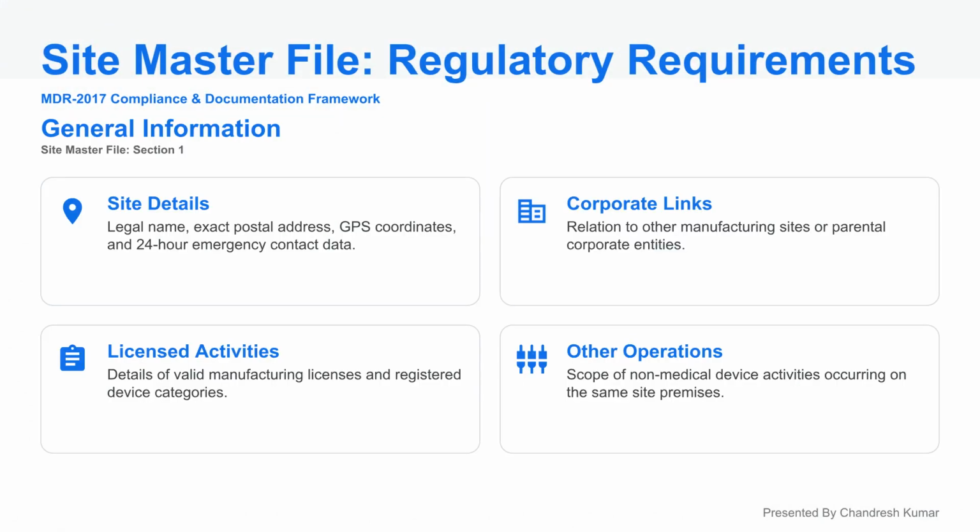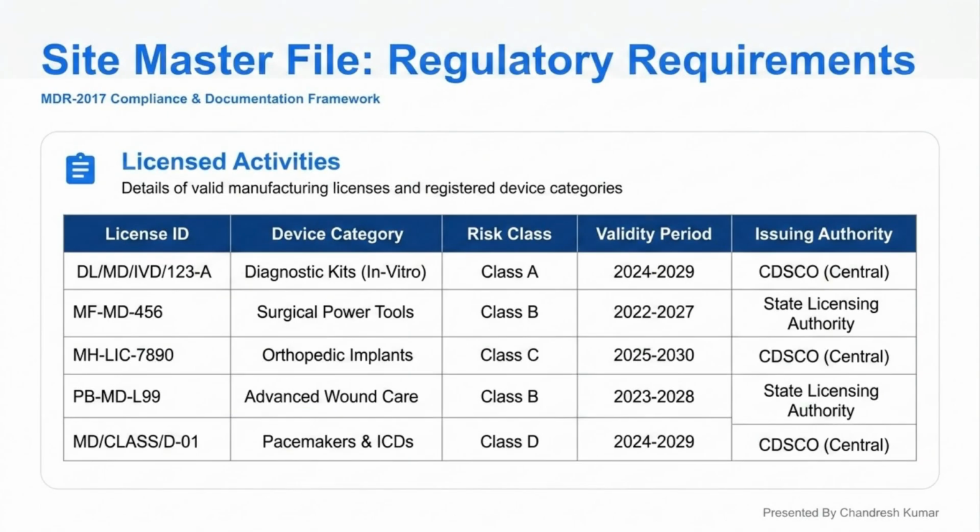The first section of the Site Master File addresses general information. This includes site details such as legal name and address, corporate links to other entities, licensed activities, and the scope of other non-medical device operations. A critical part of the general information is the documentation of licensed activities, detailing the license ID, device category, risk class, validity period, and the issuing authority for all manufactured medical devices.